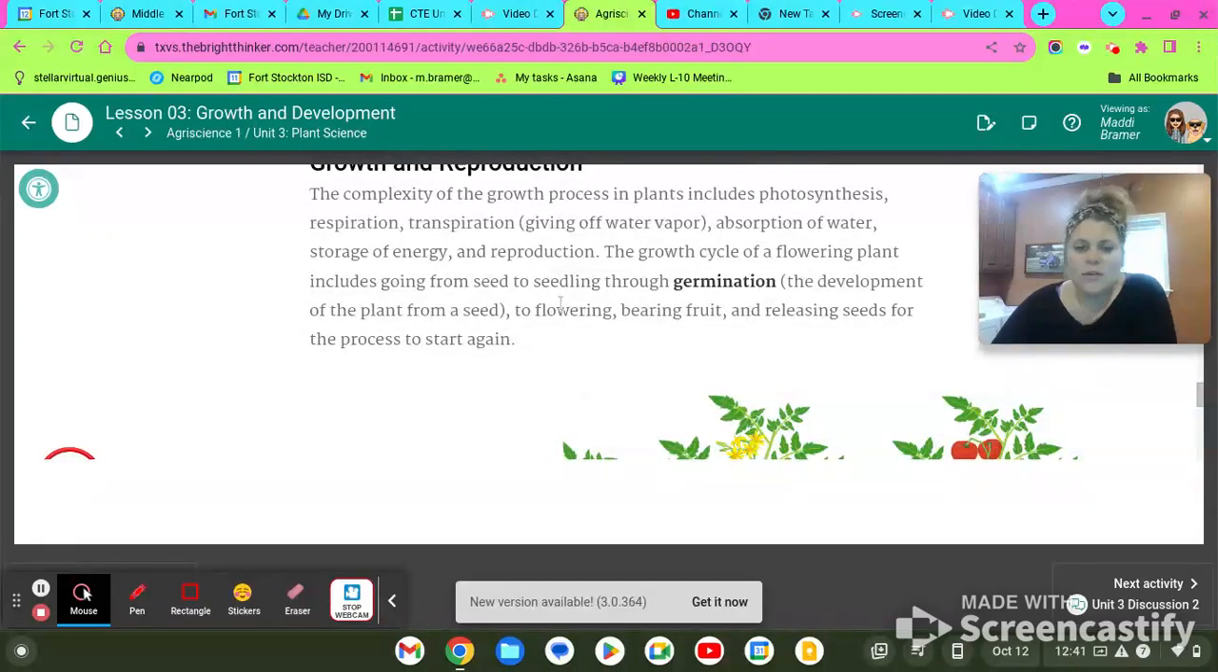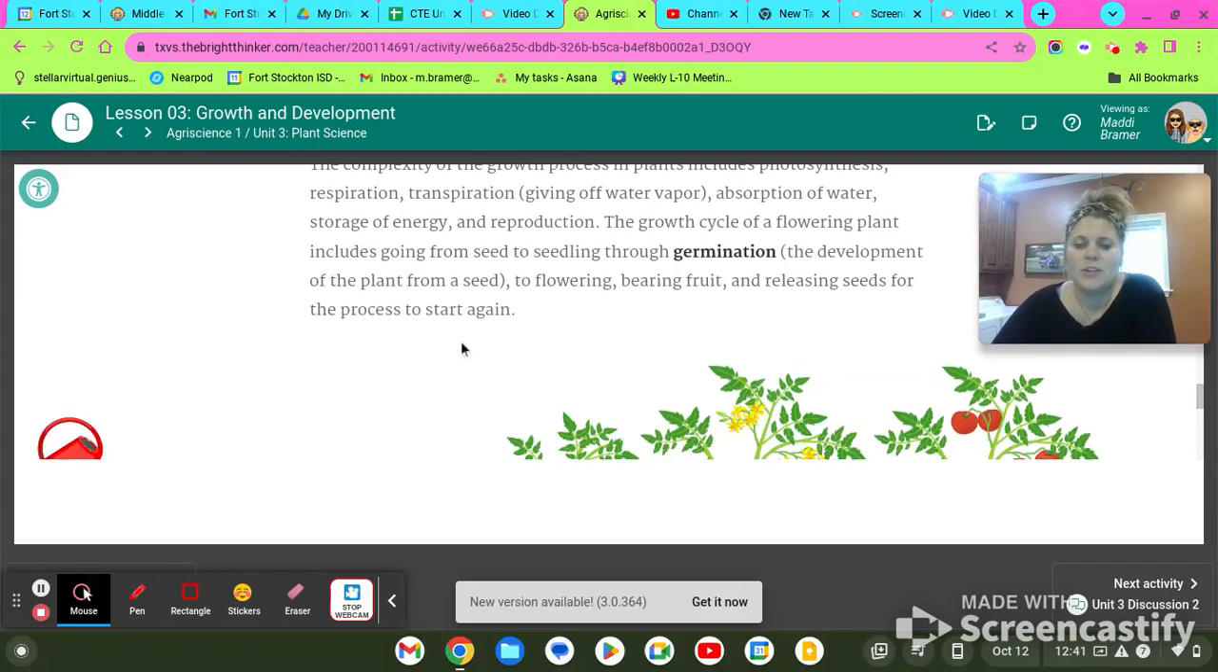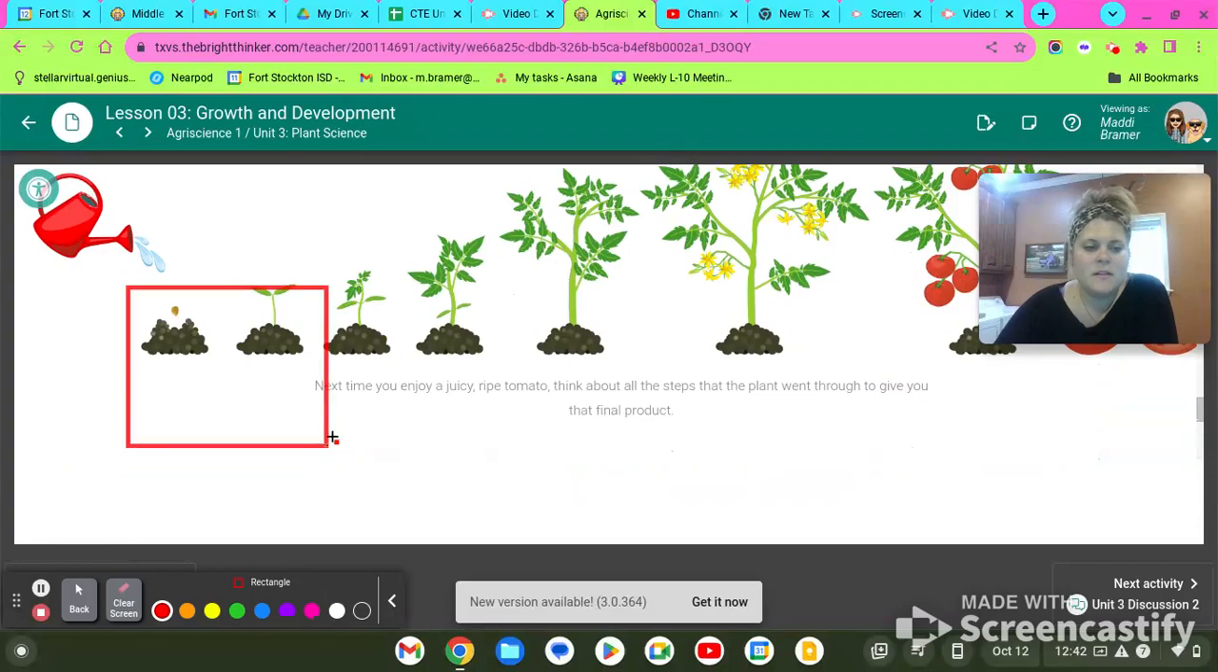Okay, going down to more of our vocab. Germination. We're going to talk about reproduction. The growth cycle of a flowering plant includes going from a seed to a seedling. So germination is when that seed emerges from the soil and grows a stem, becoming a seedling. That's called germination. So this process right here would be the process of germination.